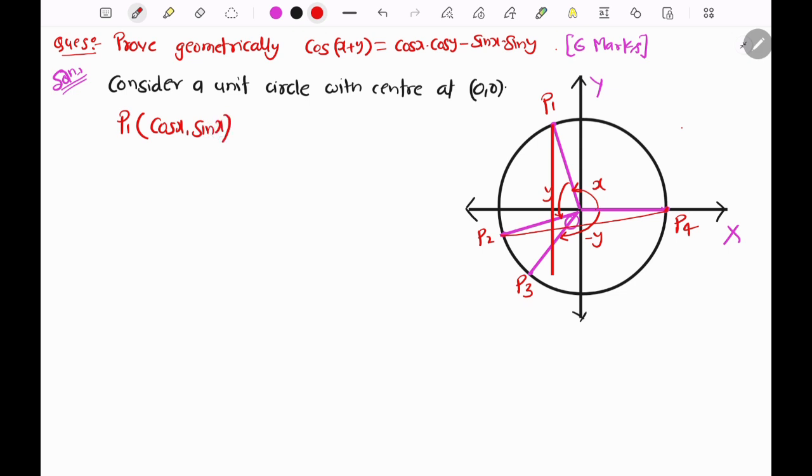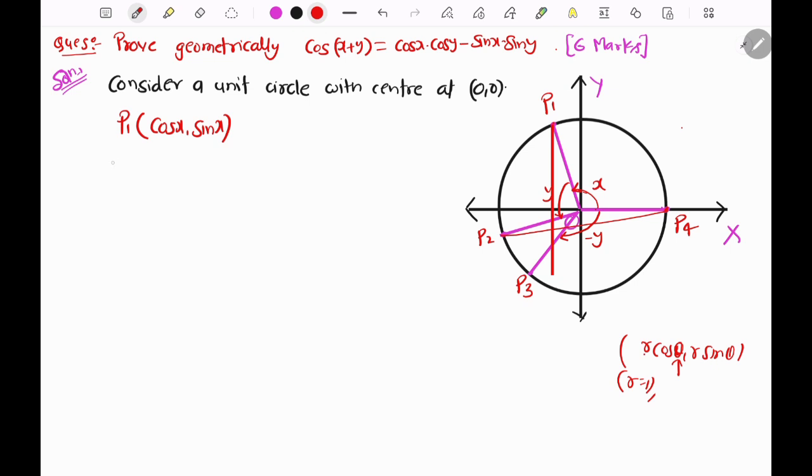Why? Because on the unit circle any point is of the form (r cos theta, r sin theta), where theta is the angle measured from the x axis and r is the radius. Because our circle is a unit circle, the r value is 1, and theta is the angle measured from the x axis. So can you see with this point P1 our angle is x, so it means the coordinate of P1 will be (cos x, sin x).